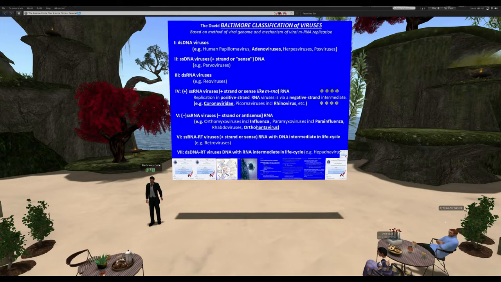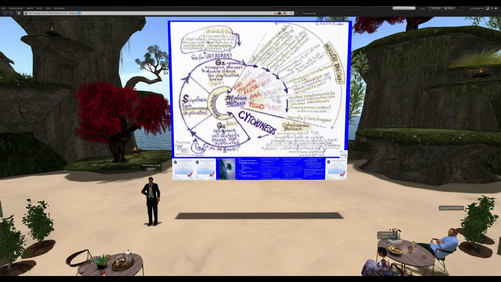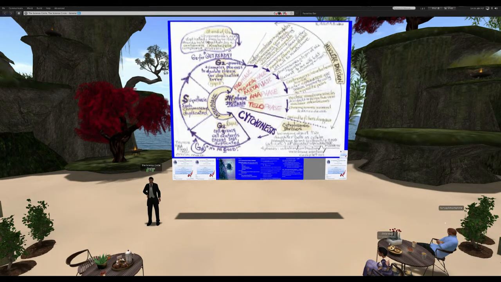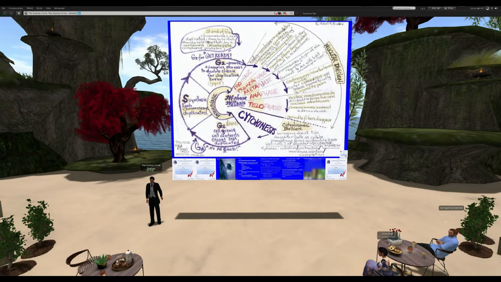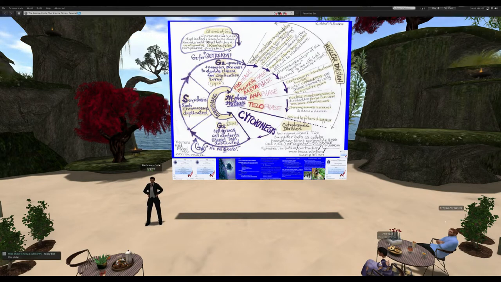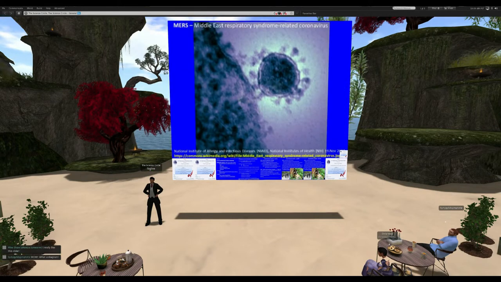So, if you can remember David Baltimore and seven types of viruses, this coronavirus is a type 4. These RNA viruses generally operate in the cytoplasm, so they're kind of in the underground economy. They're not dependent on this M phase with mitosis and what the nucleus is doing for their business. And so that's the reason why I put this slide in. I'm going to stop and just talk with this slide present.